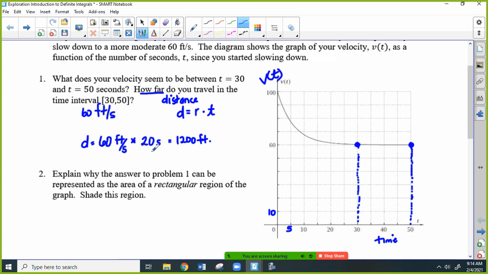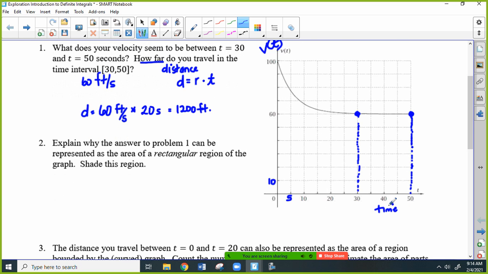Do you notice that the units cancel, right? Seconds are on the bottom here and on the top here, so they cancel. That's how I get feet. Okay, now I want us to explain why the answer to that problem can also be represented by the area, okay, of a rectangular region of the graph. So the rectangular region I'm talking about is the one that I kind of started to form, where I go from 30 to 50, and I create a rectangular region.